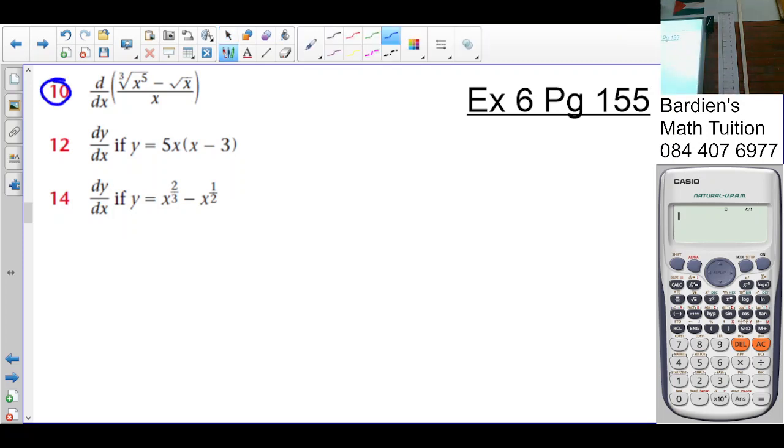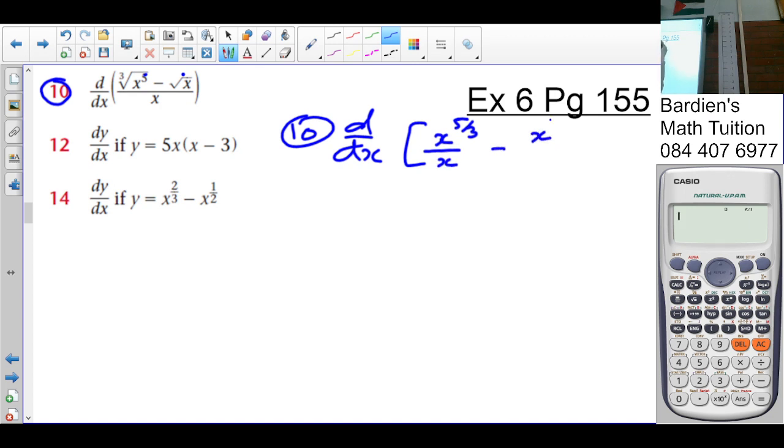So they want to know the derivative with respect to x. So what I'm going to do is change that to exponential form first. So that will be x^(5/3) over x minus x^(1/2) over x. You don't have to write it like that, so I'll just do it so that it can be easier to simplify. Again, I can't apply the derivative as it stands there. So 5/3 minus 1 is 2/3, and a half minus 1 is negative half.